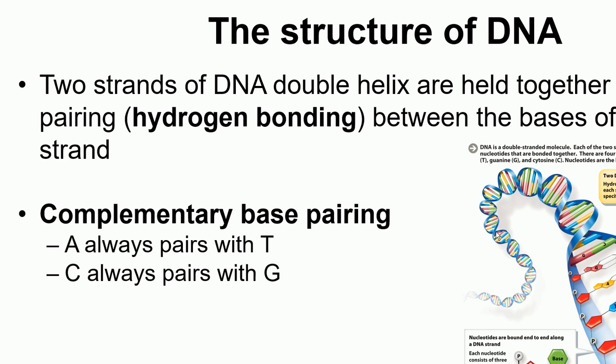The order of these nitrogenous bases is called the sequence of DNA. So whether A comes first, or T comes first, or C comes first, it's the order of these nitrogenous bases. The order of these nitrogenous bases is called the DNA sequence.